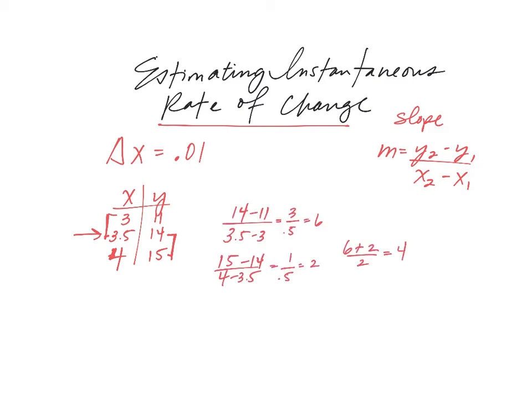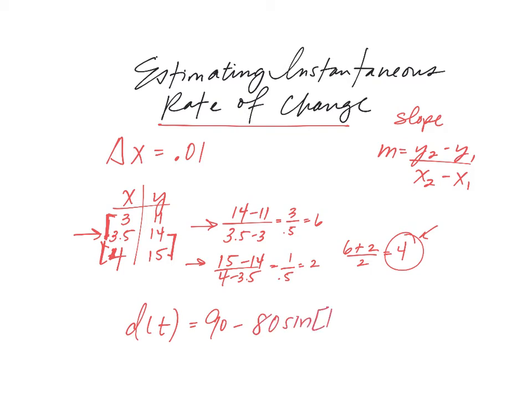So as you can see here, if I were going to estimate the instantaneous rate of change using this table, I would use the slope formula twice, both the underestimate and the overestimate, and then I take those two answers and average them together to get my best estimate for instantaneous rate of change. Now that's good, but we can do better when we are given a function. So say you're given the function d of t is equal to 90 minus 80 sine of 1.2t minus 3. This is where your calculator comes in handy.